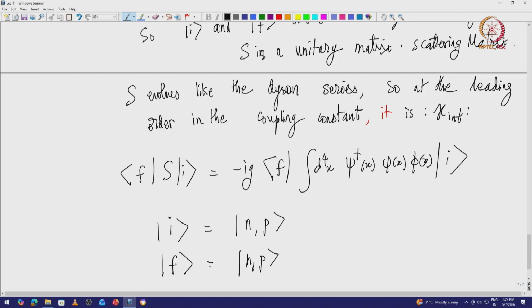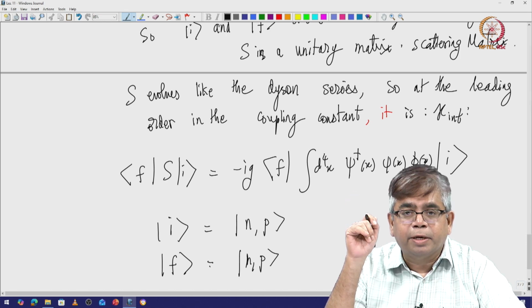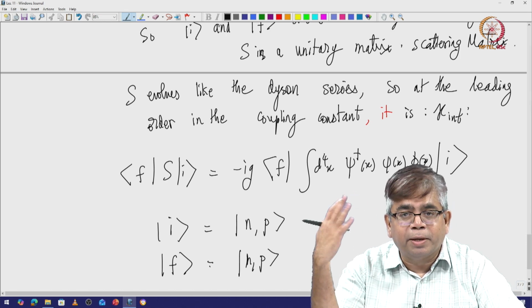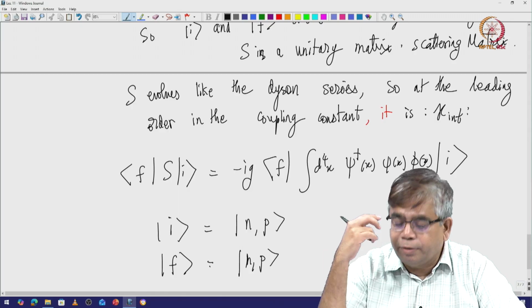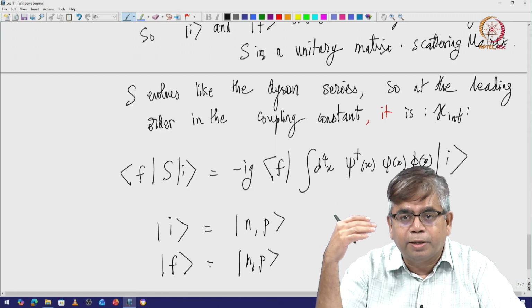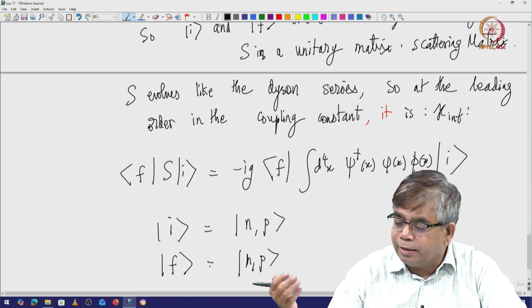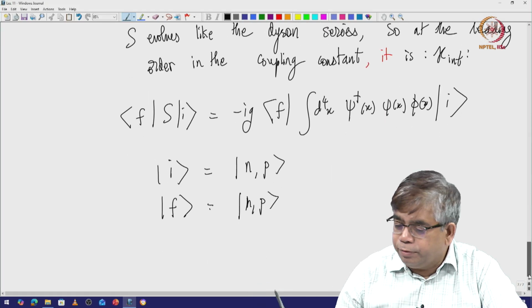Now, there are a couple of things. If you go at the leading order also, there are a couple of things which are important, which is we have to recover the propagator. So, when you do this, you have to worry about time ordering when you actually start doing the calculations.